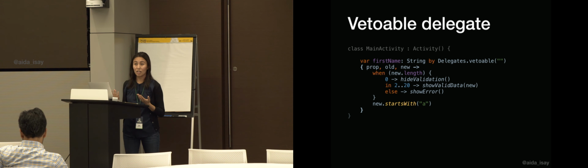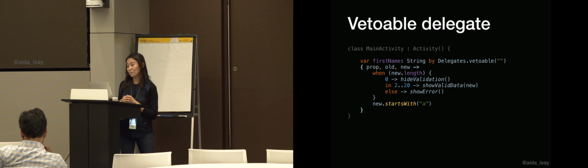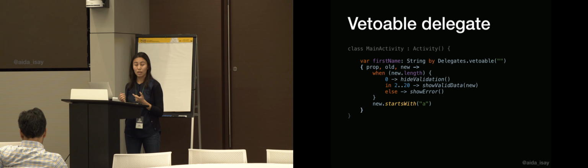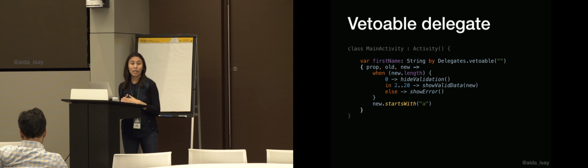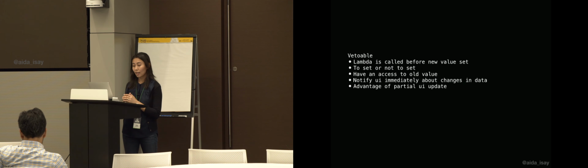If the user types in a very long first name, we might want to show an error and say, hey, this is not a valid name. Maybe you need to shorten it a little bit. Otherwise, the name is valid, and you would still check if the name actually starts with A. This delegate is a great way to either set reasonable bounds on a value or implement a simple validation framework.